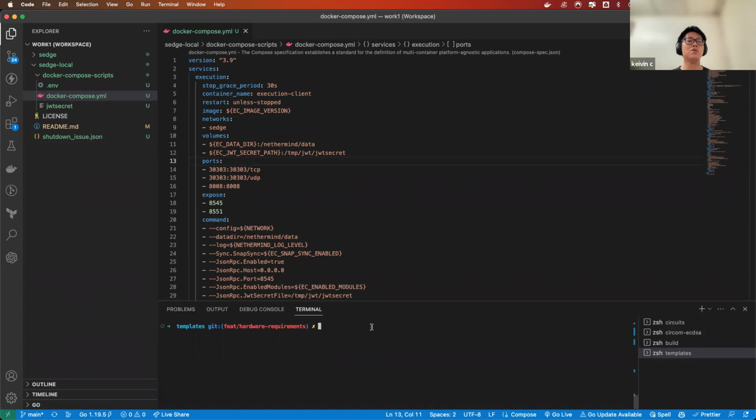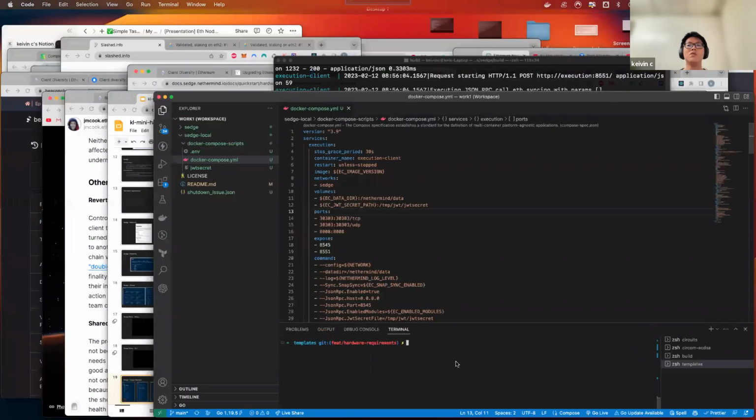Because like I said, Sedge is like a one-time thing, unless you change any parameters related to your choices of execution clients or consensus clients. And coming back to the slide.